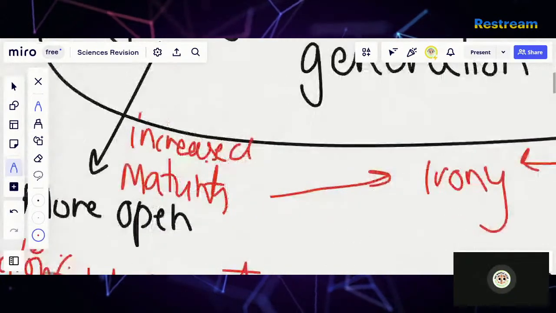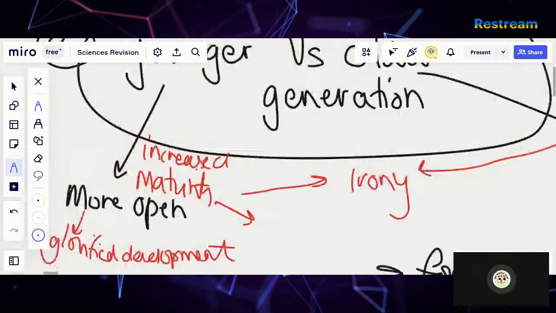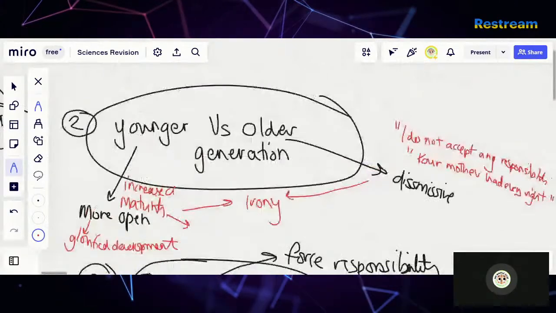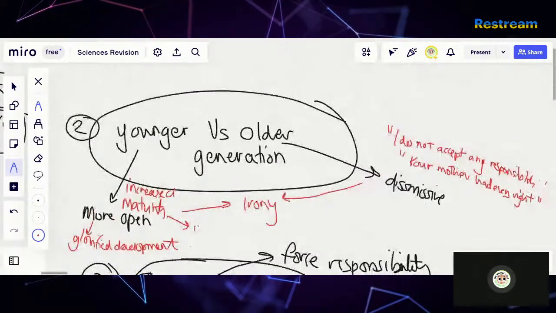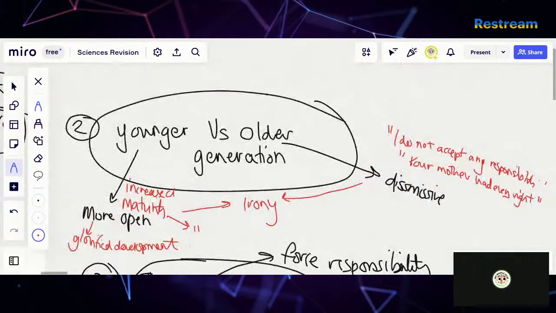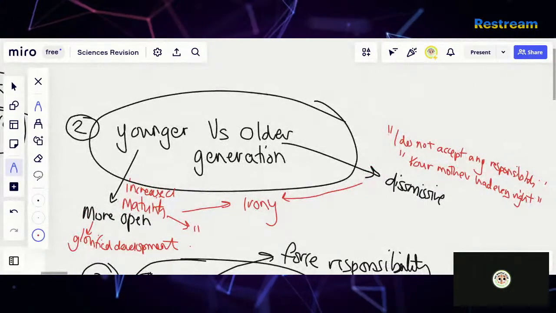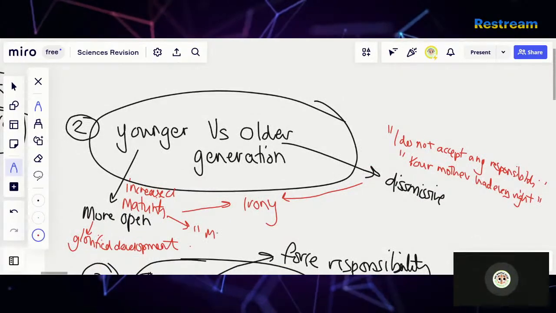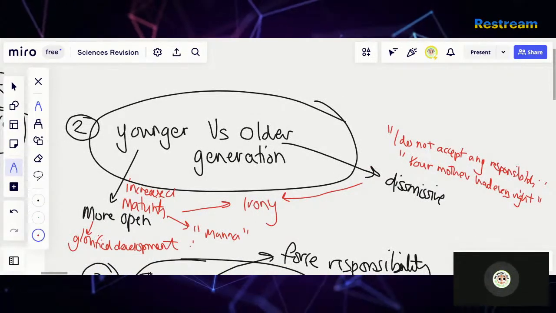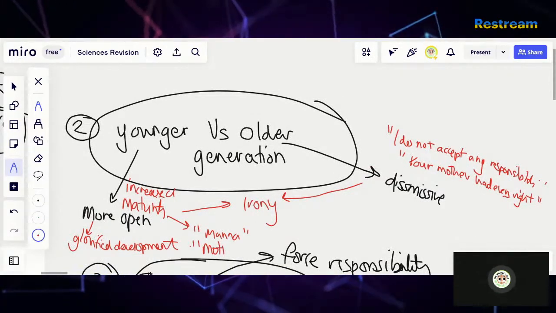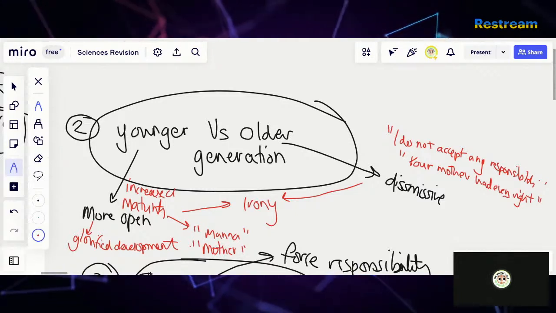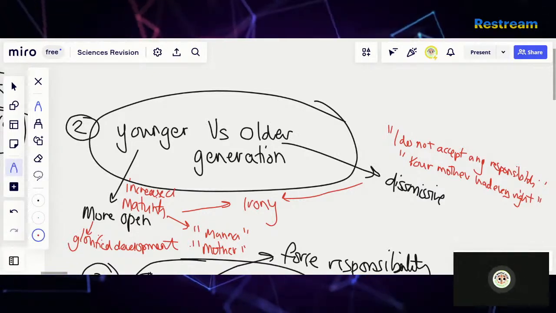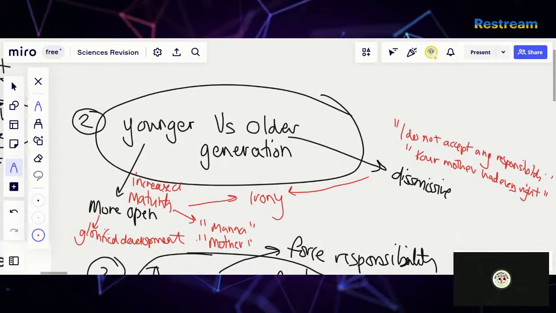And we can also see this increased maturity through Sheila and Eric when they begin in the play by calling their parents mama and things like that. And then they end by saying mother. So this development into more mature ways is just one of the ways in which their maturity and their development has been exhibited.